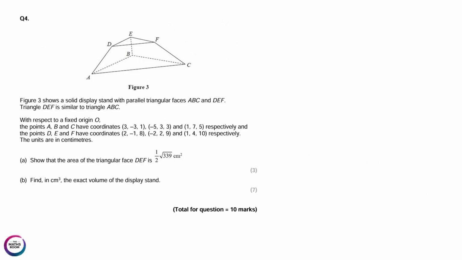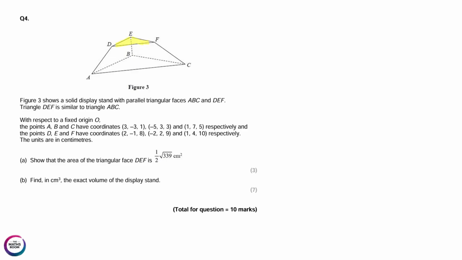Okay, so move on to question 4. Quite interesting. Figure 3 shows a solid display stand with parallel triangular faces ABC and DEF. Okay, so we're given A, B, C. Show the area of the triangle. So we're going to need to focus on this first, try and find the area of that, and then we're going to try and do some volume of a tetrahedron.